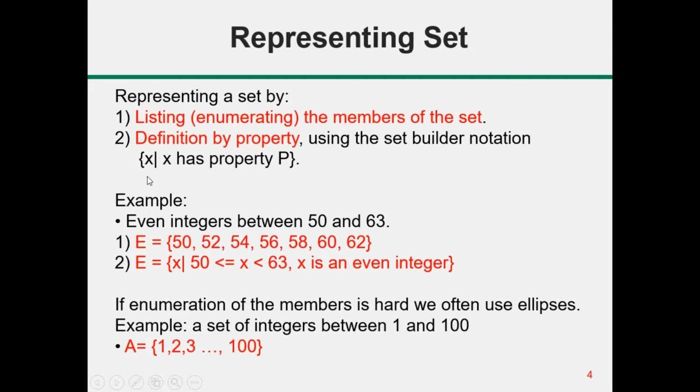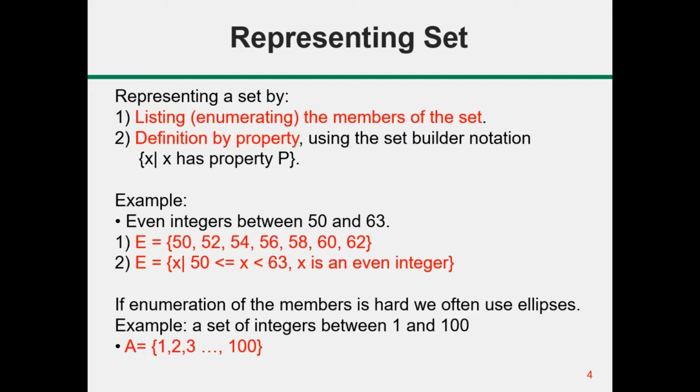Then in number 2, definition by property, we can write x such that x is greater than or equal to 50 and less than 63. So they say even integers between 50 and 63, so we can write it like this. And in the instruction we can give that x is an integer. It is also called x has property P, so we have to write the property. Is it an integer, or it can be anything, a real number or a rational number, anything.